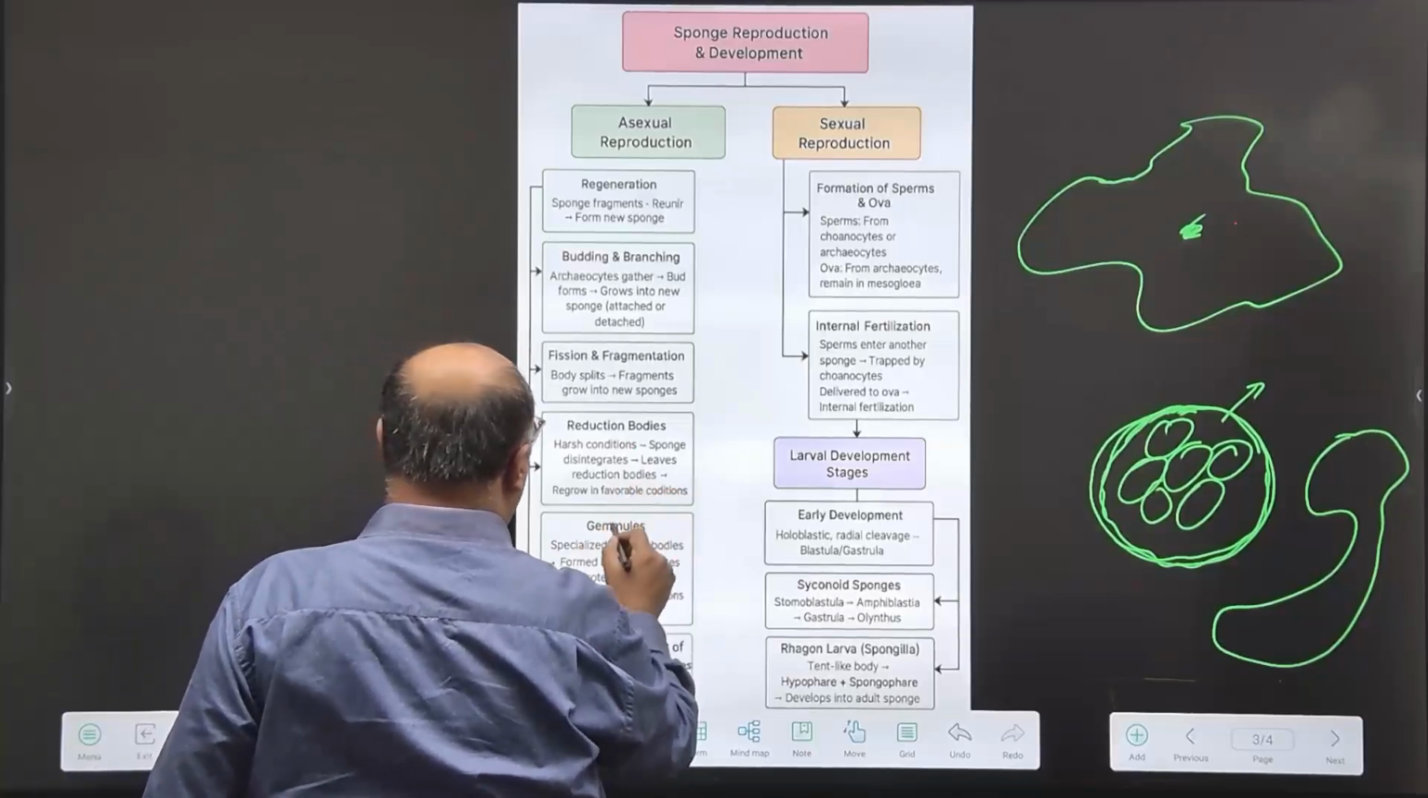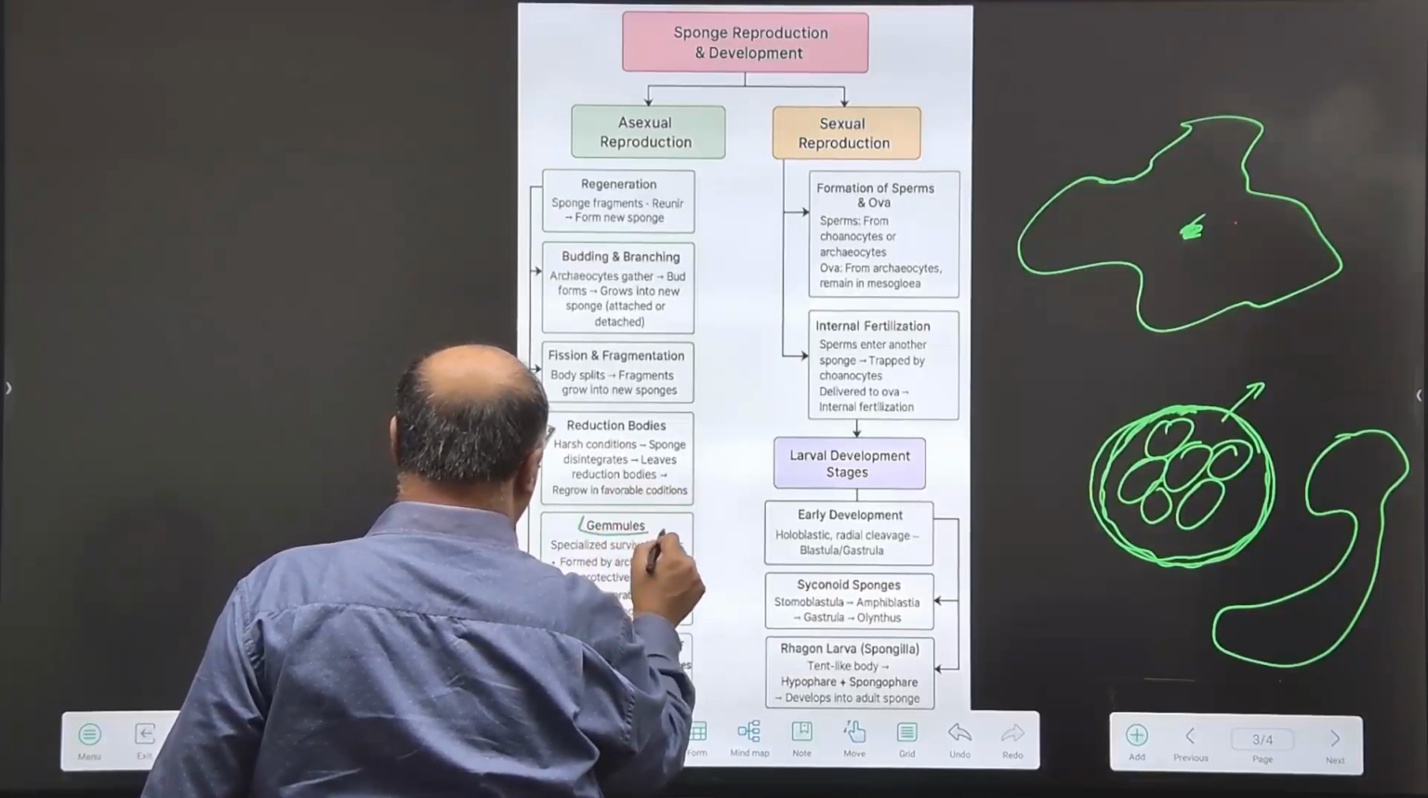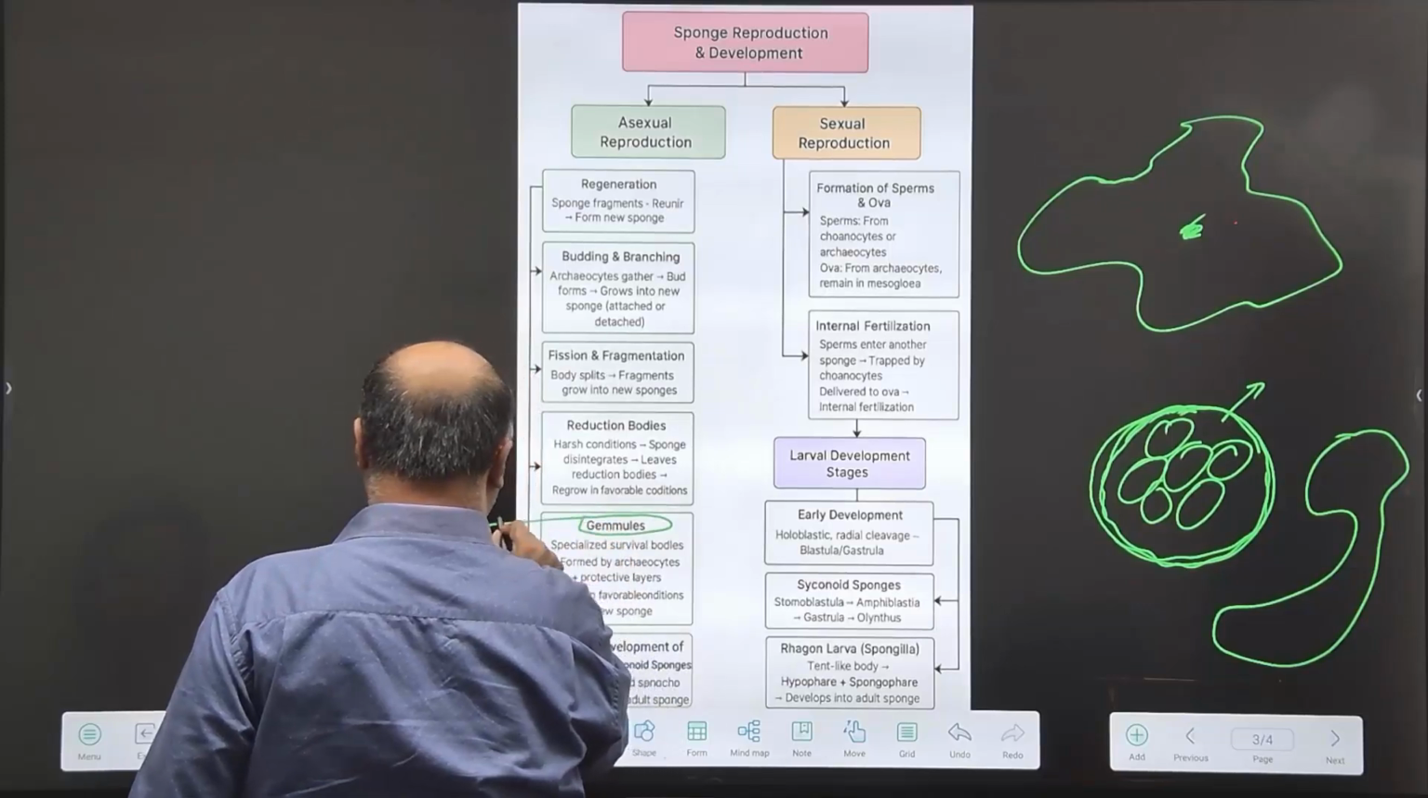All right. So let's talk about gemmules. Gemmules are also called survival pods.